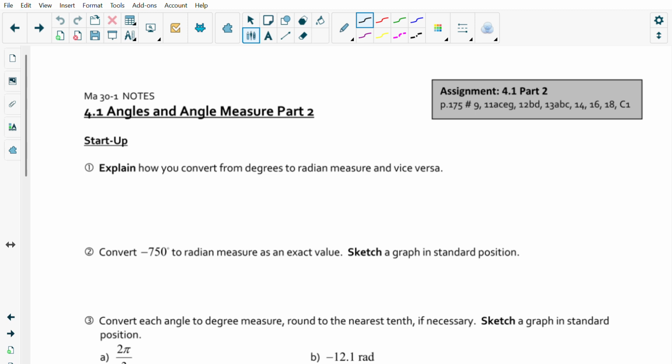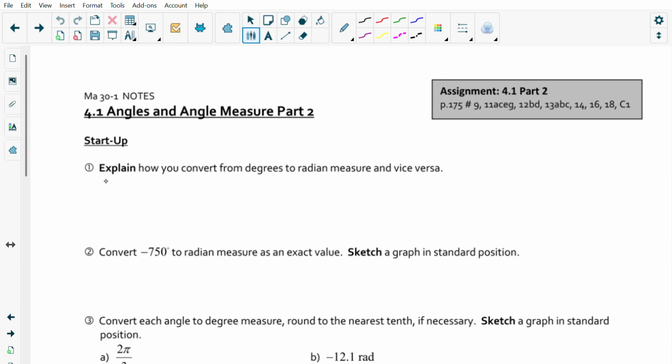Good morning, everyone. 4.1 Angles and Angle Measure Part 2. Let's do a little startup review from last lesson. Explain how you convert from degrees to radian measure and vice versa.